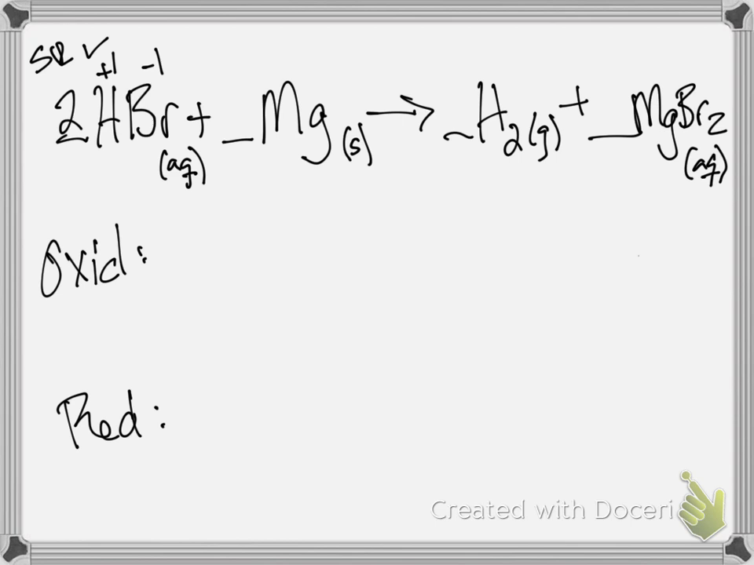Magnesium, be careful. Magnesium has a charge of what? 0. Why? By itself. Hydrogen in my products, 0 because it's by itself. Then magnesium bromide. Now, listen, here's a little side note to finding these oxidation numbers. Is this an ionic compound, MgBr2?